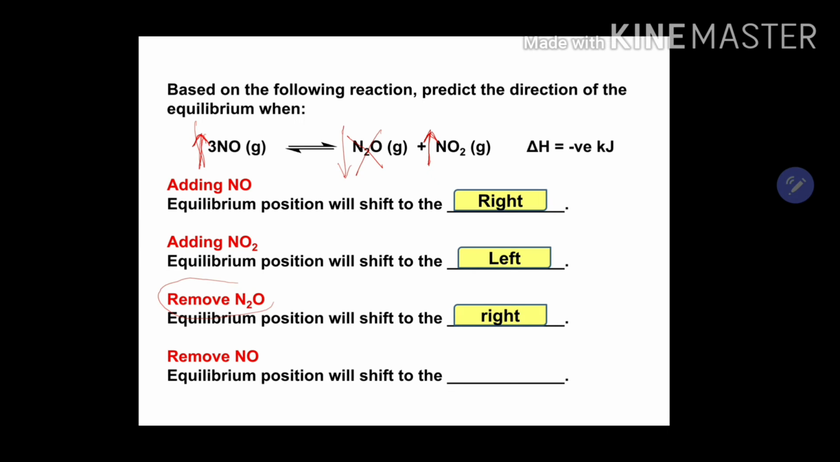And the last one, when we remove NO. You remove the reactant on the left hand side. Okay, we remove the NO. So of course the concentration of NO will be decreased. So the decrease in NO is the disturbance. So the system will react, will re-establish to increase back the concentration of NO. So how to increase back the concentration of NO? Of course the system will shift to the left, because when it shifts to the left, it will produce more NO.